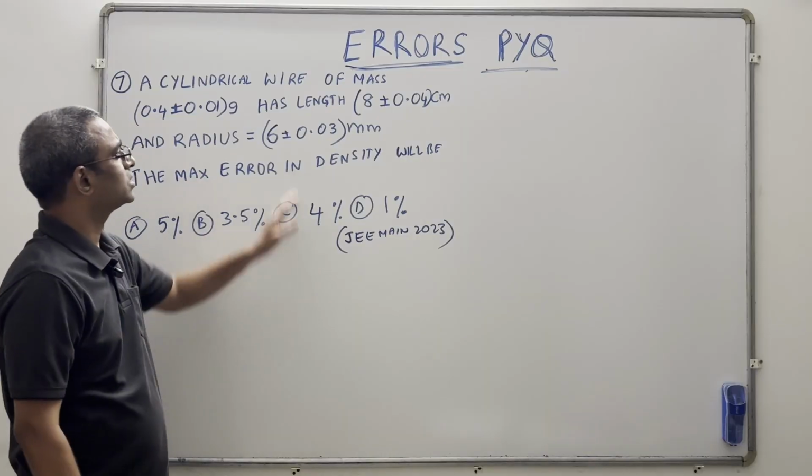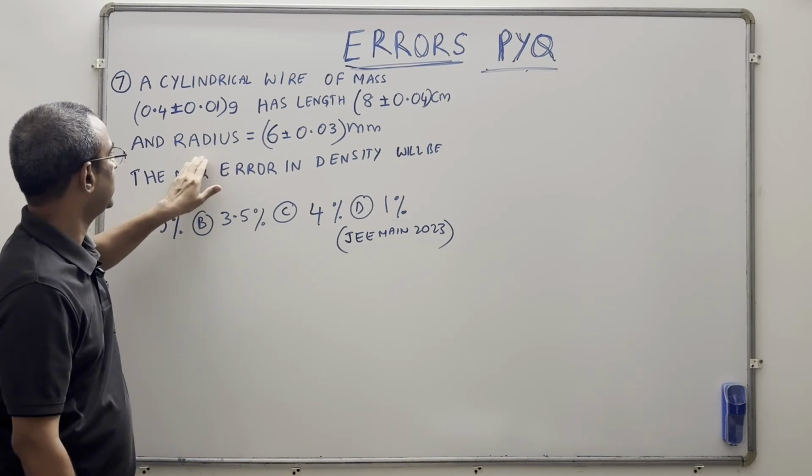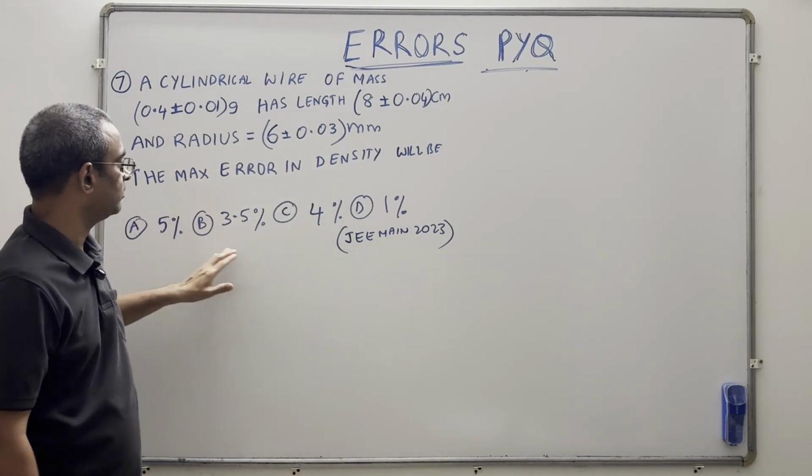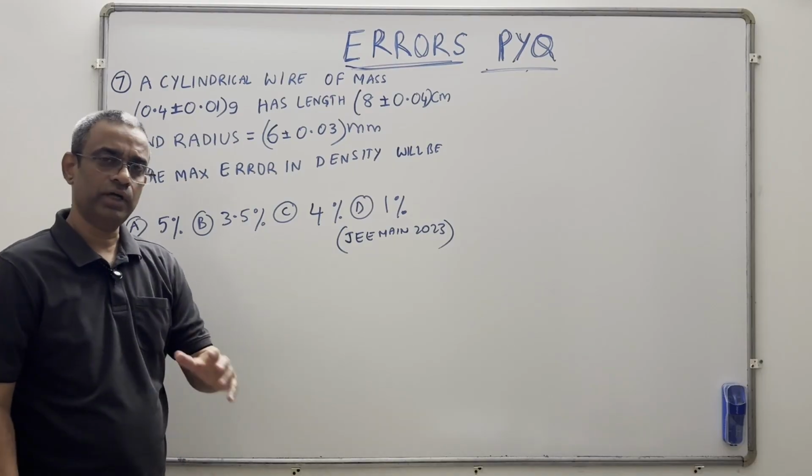Hello students, let us look at this PYQ. A cylindrical wire of mass has length and radius. The maximum error in the density will be how much? This was asked in JEE Main 2023. Please pause the video and try it on your own.